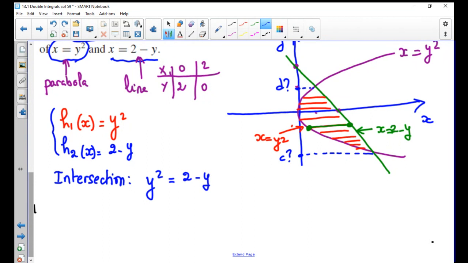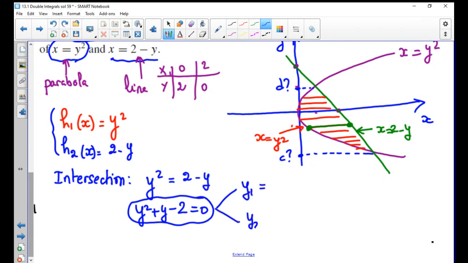Okay, so that means y squared plus y minus 2 equal to 0. This is a quadratic equation, so you will get two solutions. If you take your calculator, or you can use any other way, you can see that one solution will be 1, and the other solution will be minus 2. And we have our c and d here.